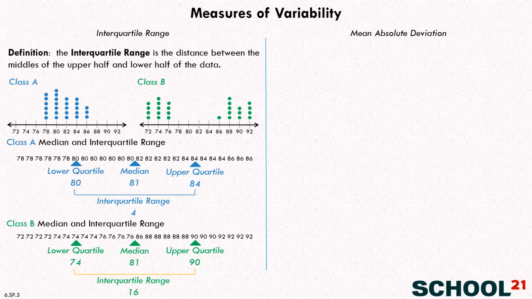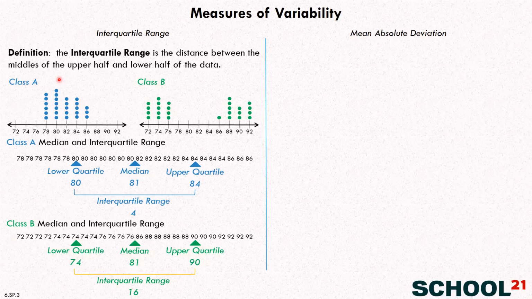Now, why is that important? Well, if you were to only calculate the median of these two classes, you would say the median of Class A's quiz score was 81, and the median of Class B's quiz scores was also 81. So the classes must be doing the same, right? They have the same median. Well, really, that's not the case because the picture of the data is much different.